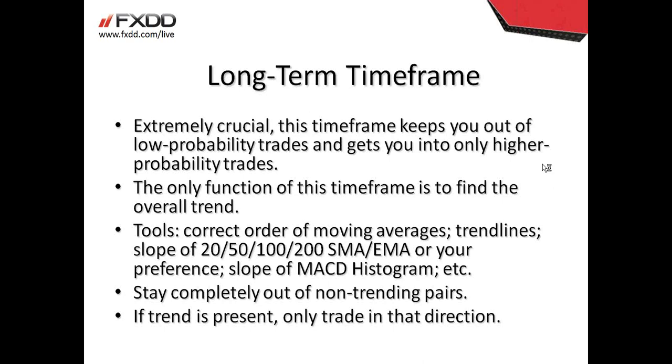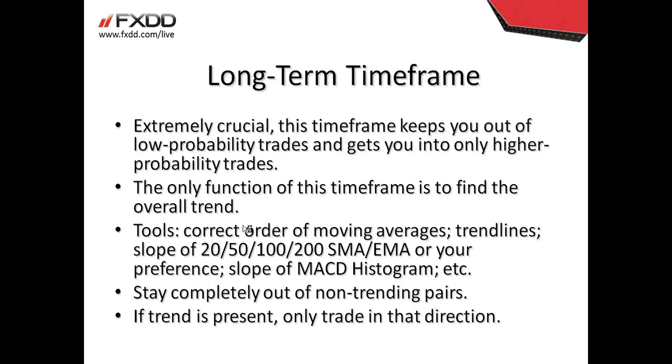So on your long-term time frame, if you see that there's no trend, then you stay completely out of that particular currency pair. If there is a trend, then we can drill down to the intermediate time frame. And we decide that if there is a trend on the long-term time frame, then we're only going to trade in that direction.